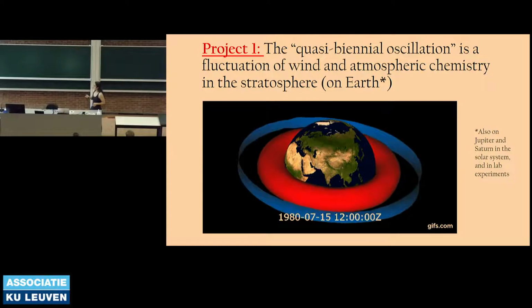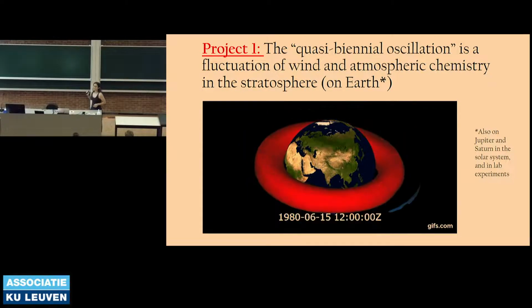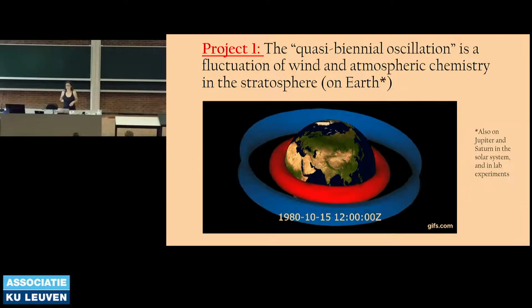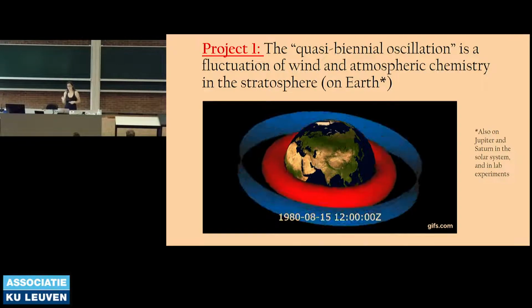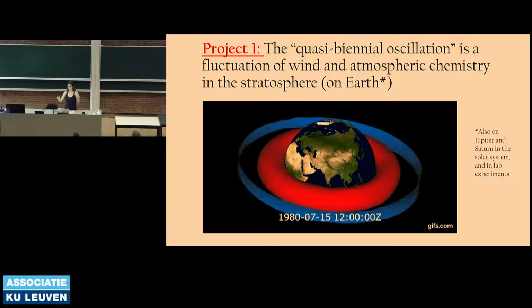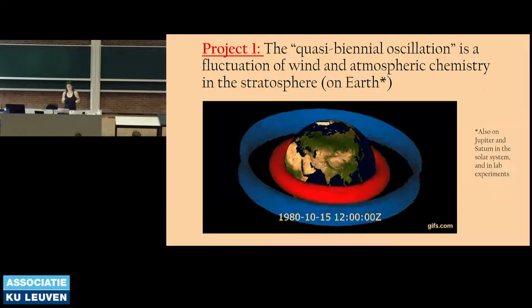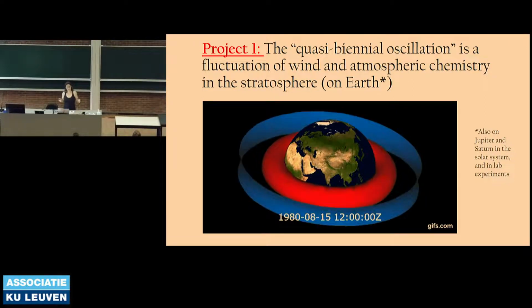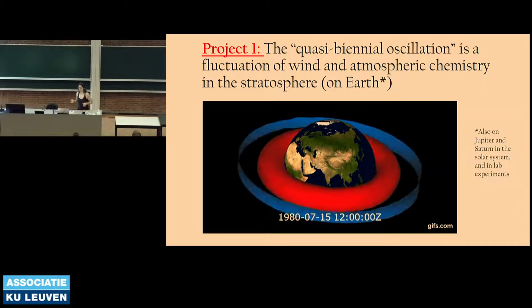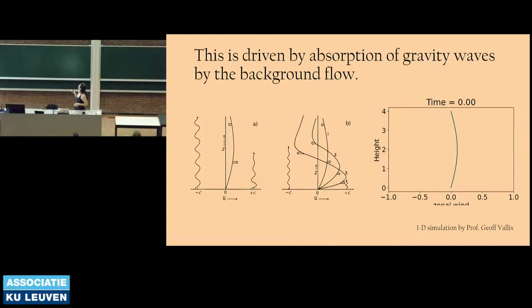And one interesting aspect of this is that this is not a phenomenon which is specific to Earth, but it's also been observed on Jupiter and Saturn, and it can also be reproduced in the lab in a kind of rotating annulus experiment. So you have a rotating ring of water, and if you create some waves at the bottom, the water will form a current which will change direction periodically. So this is a very fundamental physical phenomenon in atmospheric flows and fluid flows, and it's not specific to Earth-like planets.